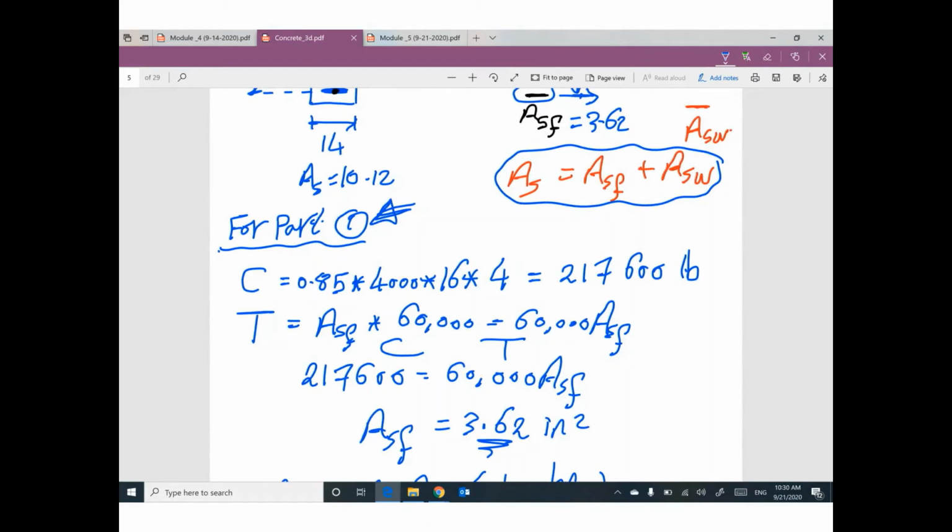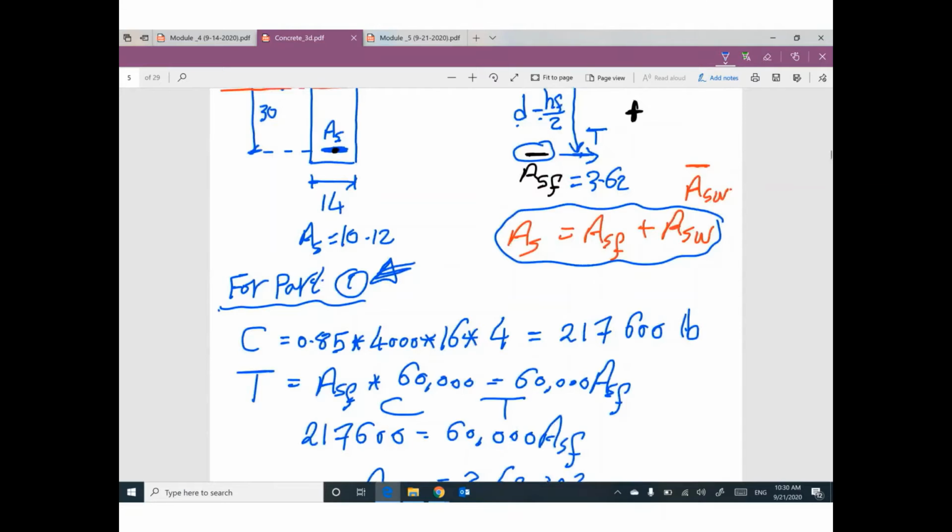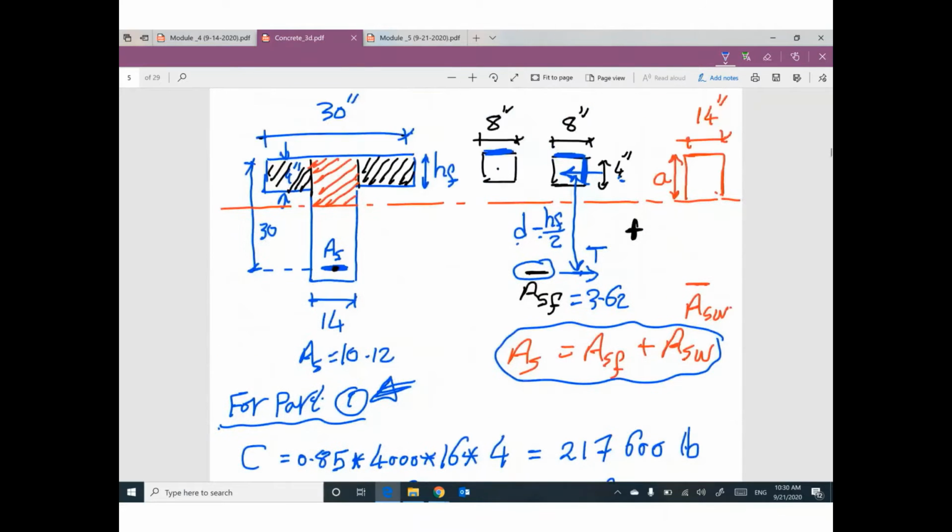Before starting with the second part, area steel total equal 10.12. Area steel flange for the first part of the cross section 3.62. Can you figure out the remaining area steel? Yes, I can. 10.12 minus 3.62. The remaining area steel will be 6.5 inches squared.